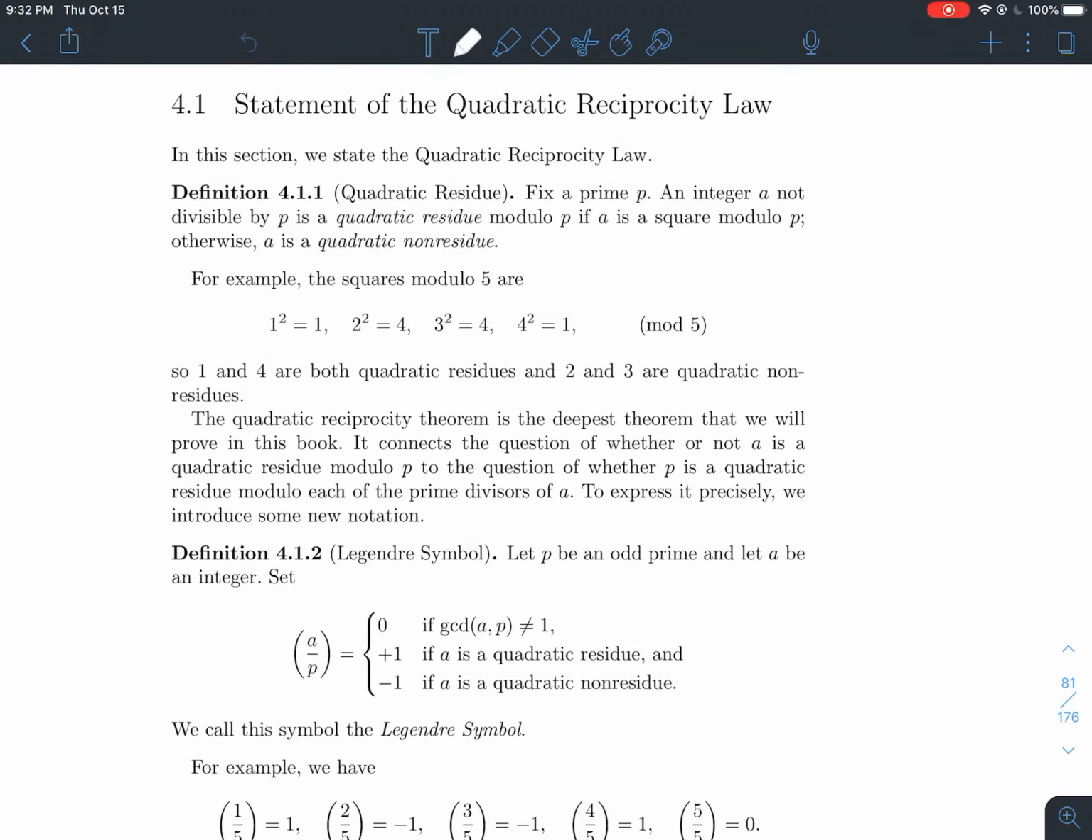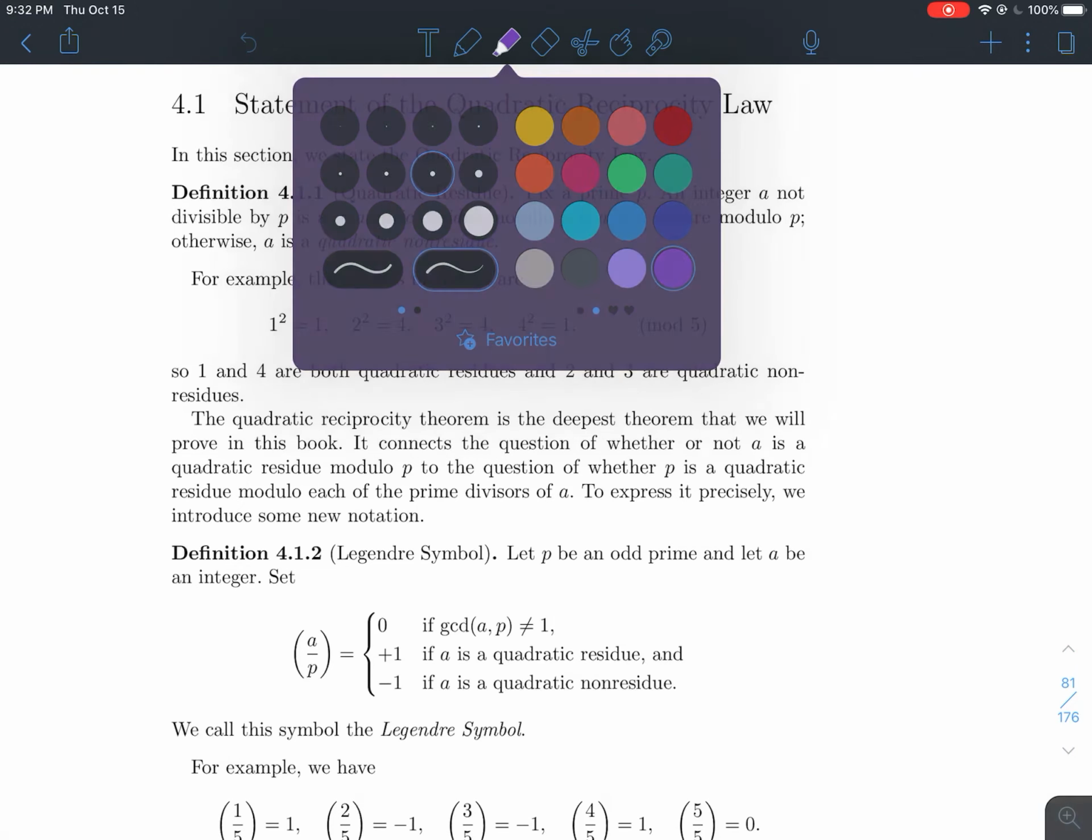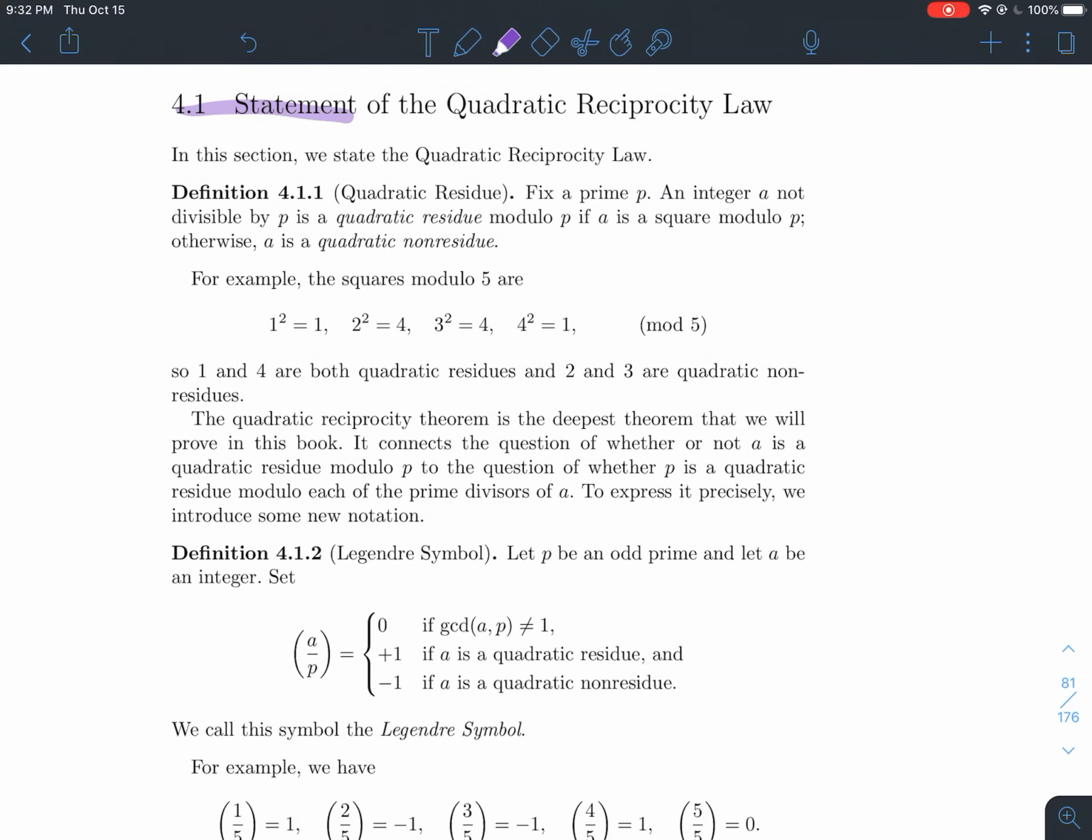This is a short video about part of 4.1 in Stein's elementary number theory book, and it's about the statement of the quadratic reciprocity law. What we're going to focus on in this video is just what is a quadratic residue. So before we talk about this famous reciprocity law, let's get a handle on some of the other vocabulary that we need to be comfortable with.